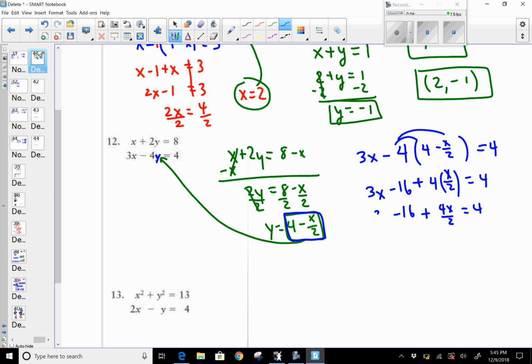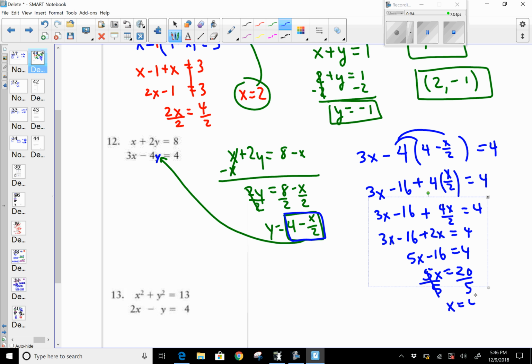Minus 16. 3x comes down. So same thing, I'm going to leave this right here. 3x minus 16. 4 divided by 2 is 2x is equal to 4. 3x plus 2x is 5x minus 16 equals 4. Add 16 to both sides. I get 5x is equal to 20. Divide both sides by 5. And I get x is equal to 4.